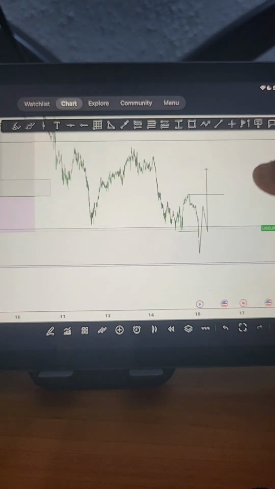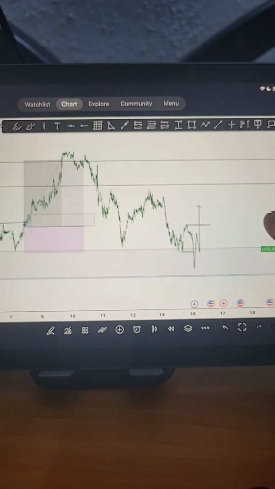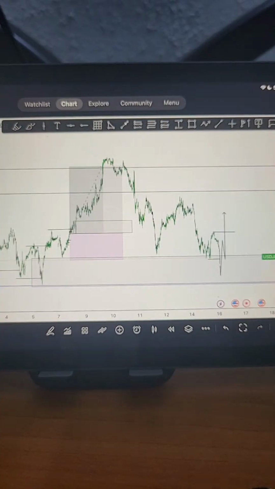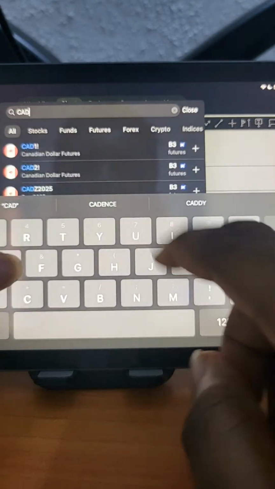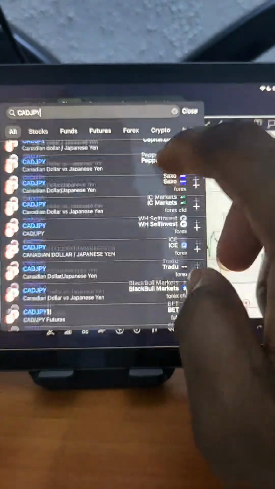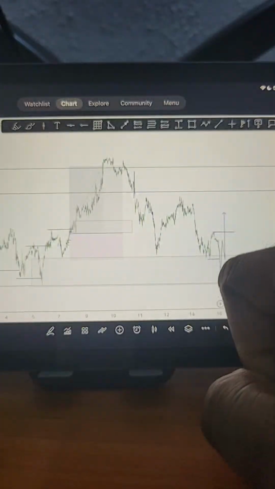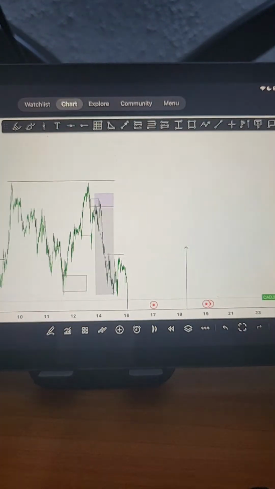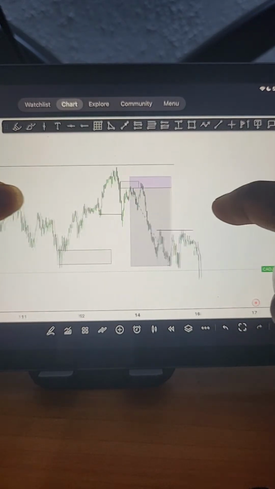So this is what I'm actually anticipating on USD JPY currently. So let me show you. I took another trade on CAD JPY. Let me check. Okay, so this was a trade I took on CAD JPY.